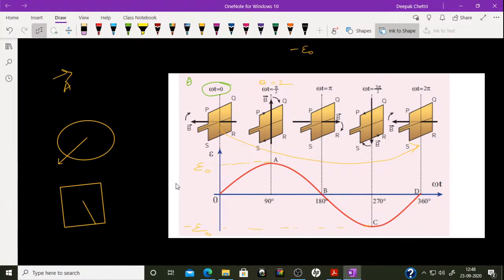So this is how your EMF is produced. If you have seen the videos that I have put for alternating current, you will see we get the graph between E and omega t, or I and omega t is like this, and this is how it comes. Is it clear?